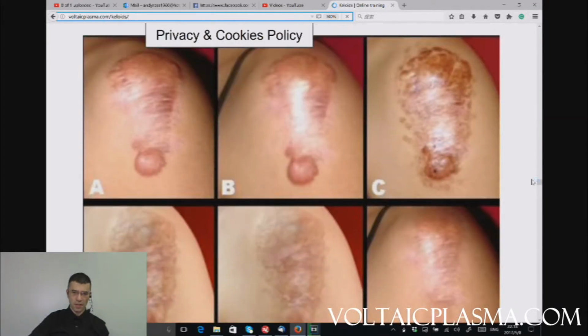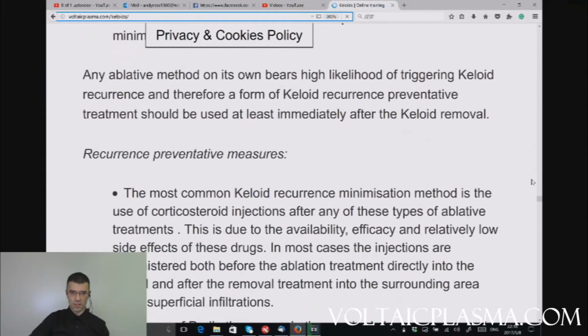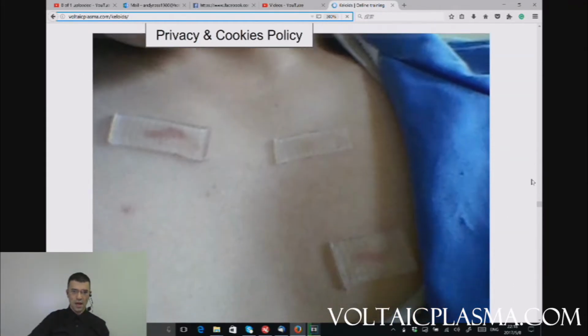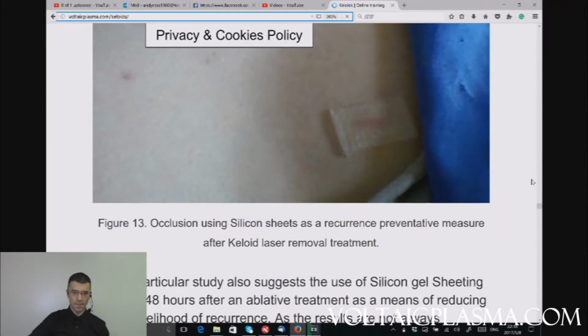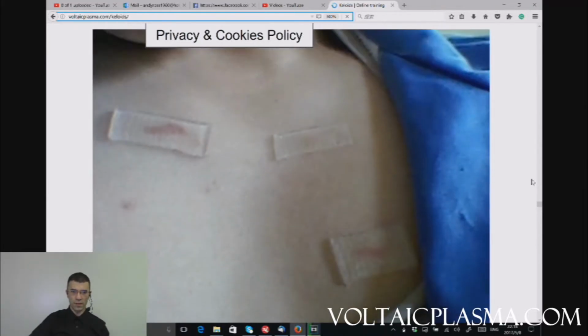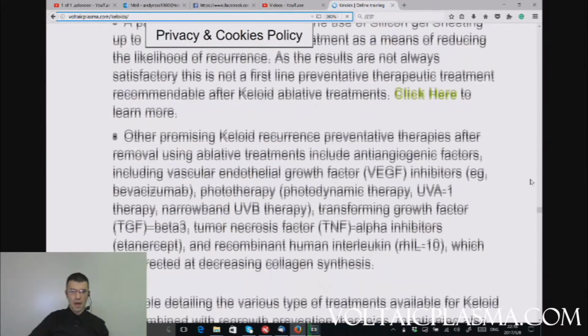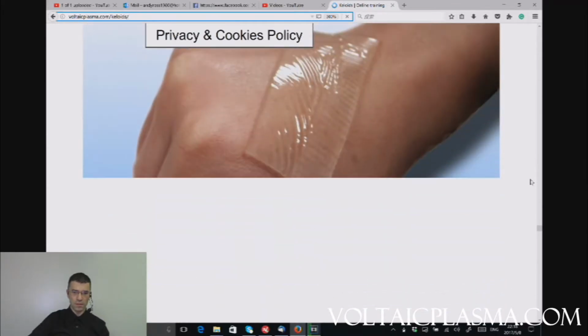Then this is another picture outlining the development of keloids, which you can appreciate if you access this webpage again. This picture has been placed there just to show you the occlusion using silicone sheets. This is another treatment of keloids that can be done at home. And then we're going to talk about the home treatment of keloids.